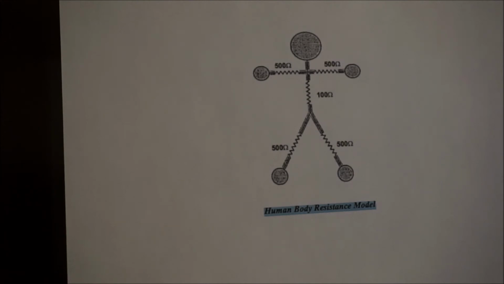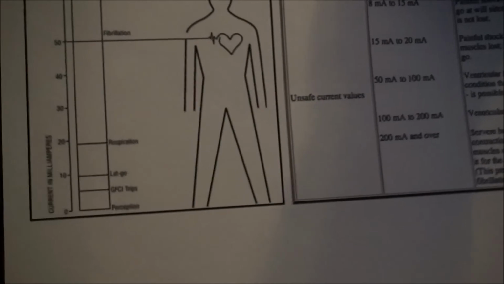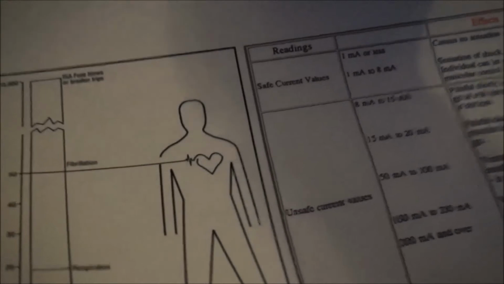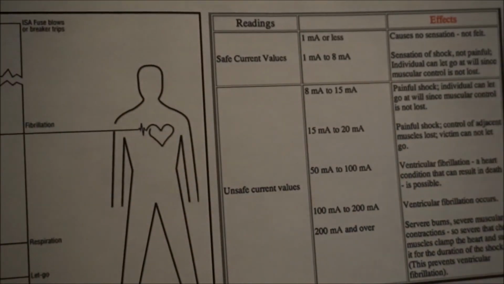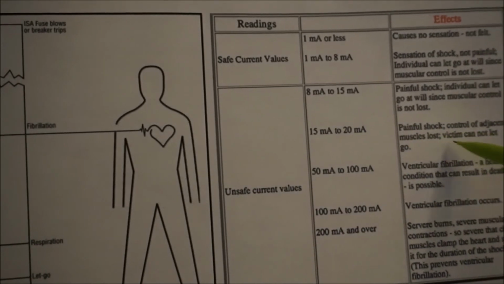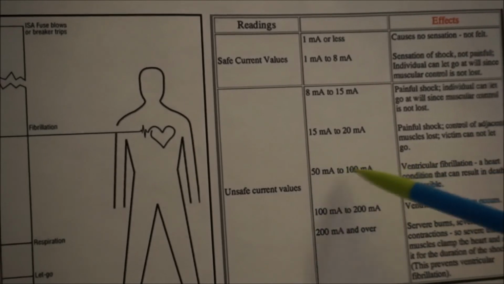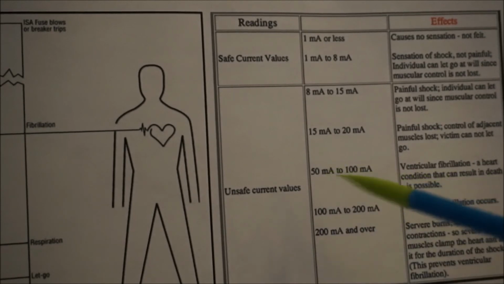Now obviously if you're working on something with 350 or something like that, this goes down because you're dividing into a smaller number. But if we take this and put this back up here, you can clearly see that anything in the 15 to 20 is going to give you a painful shock. And then this 50 to 100 area here, that's when you could die, possible death.